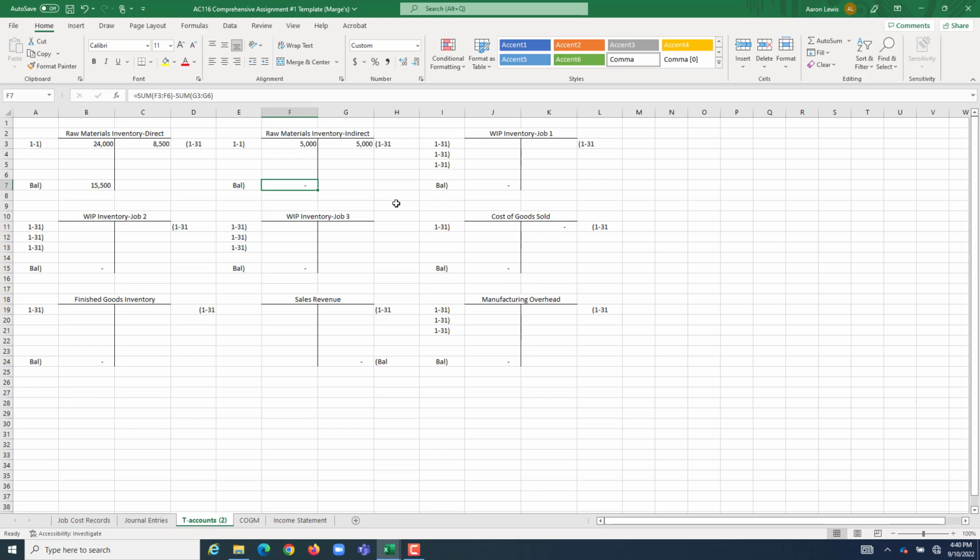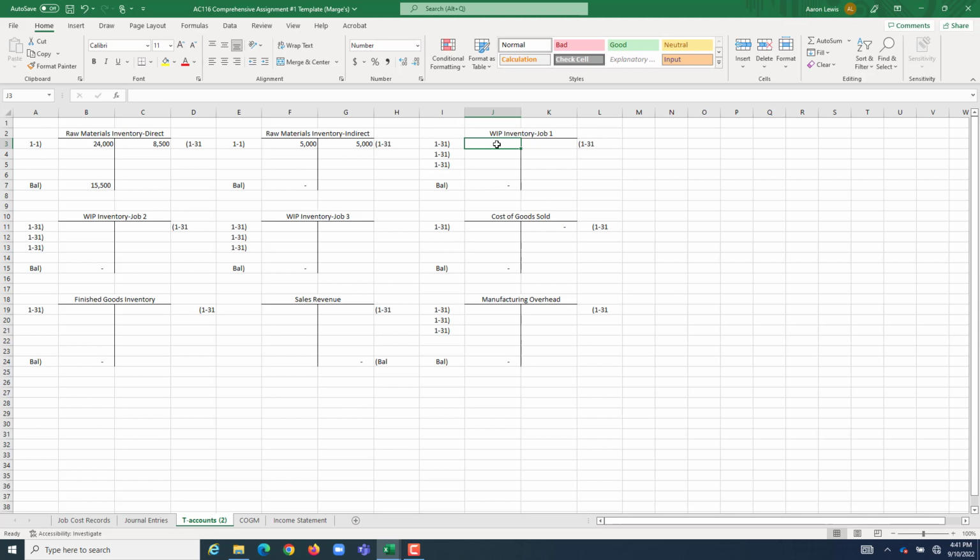That's what the dash means in Excel speak, and it makes sense. We bought $5,000, we used $5,000, therefore at the end of the period we have none left. For our WIP accounts, we're going to have 3 debits for all of our different jobs, because we accounted for direct material costs, direct labor costs, and manufacturing overhead costs that went into those jobs.